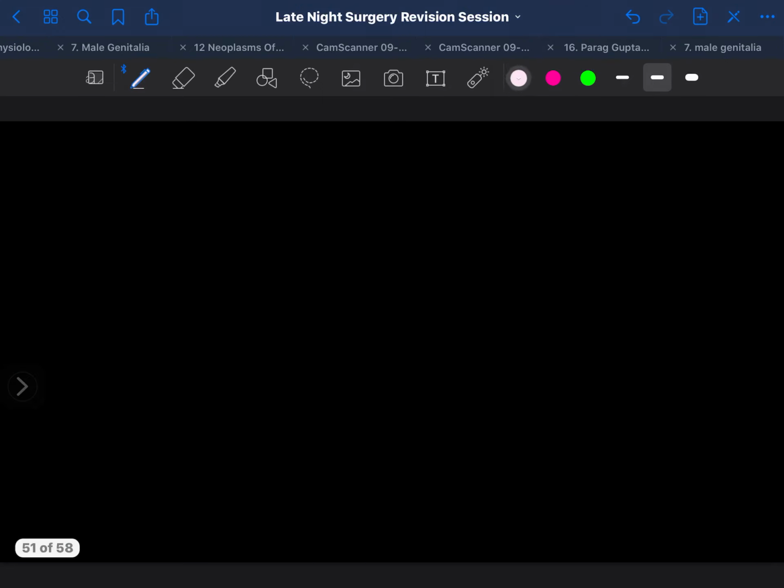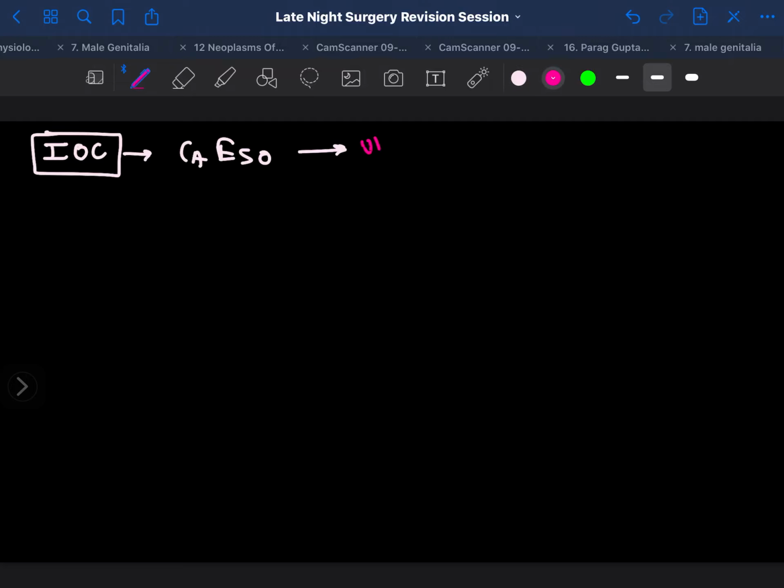This is the first investigation. It is suggestive of carcinoma of the esophagus. But if I ask you, what is the investigation of choice to diagnose carcinoma of the esophagus? What is the answer over here? It is an upper GI endoscopy with biopsy, guys. Upper GI endoscopy with biopsy is the investigation of choice to diagnose carcinoma of the esophagus. Now let's talk about other important points.